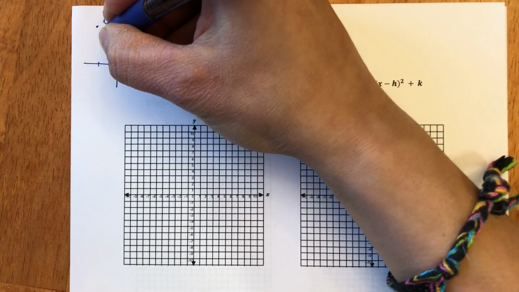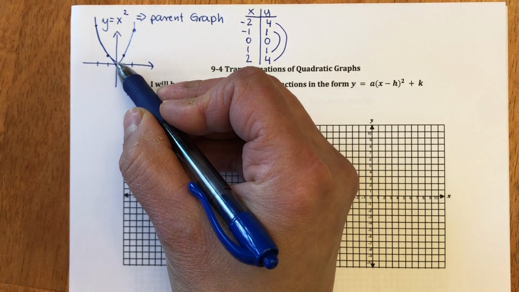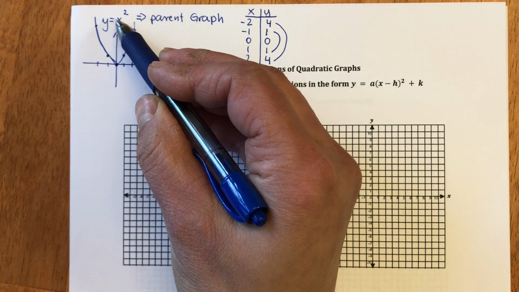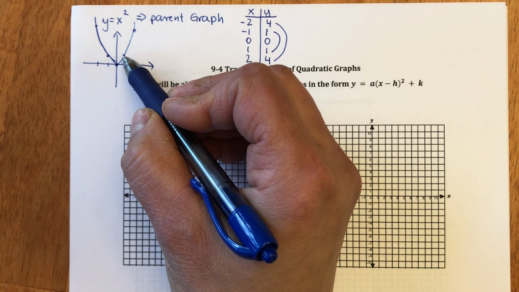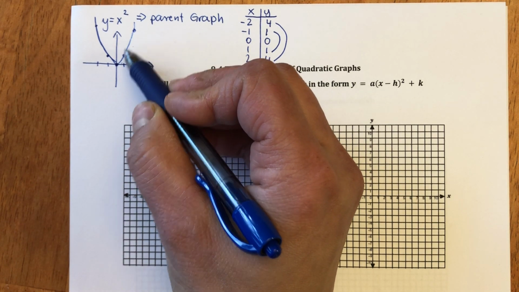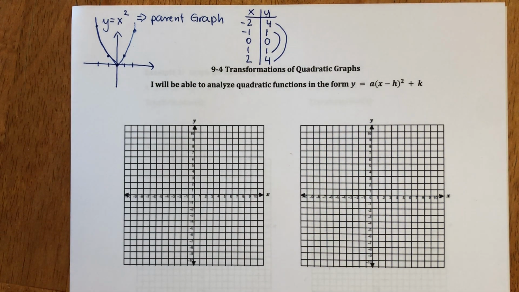I want you to remember this one rule that we are going to use in a second. From the vertex to the first point, if it's a parent graph, if the A is equal to 1, we have 1 up, 1 over, but then we have 3 up, 1 over. Okay, let's remember that because we are going to use this in just 1 minute.